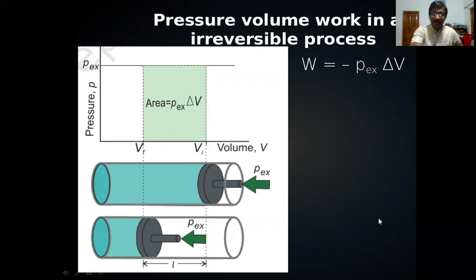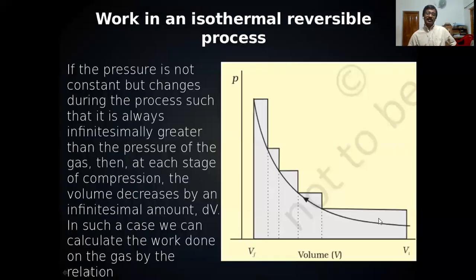Now, in the case of reversible expansion, work in an isothermal reversible process. The process is reversible, and the process will be isothermal. It is a very slow process, an infinitely slow process. Therefore, it has enough time to take energy from the surroundings or to give energy to the surroundings, thus it can keep its temperature constant. So that will be an isothermal process.